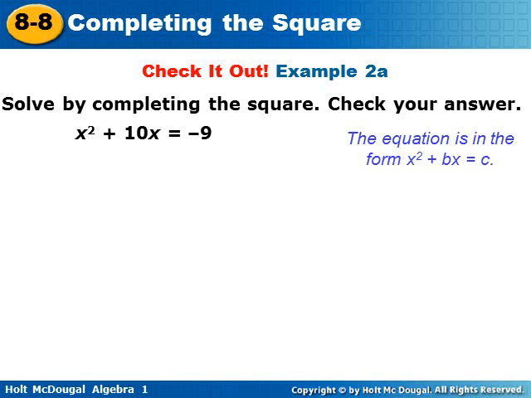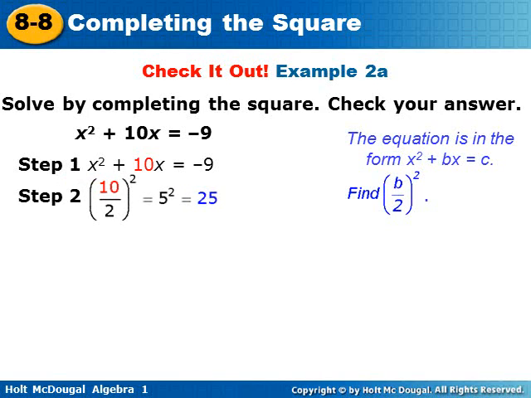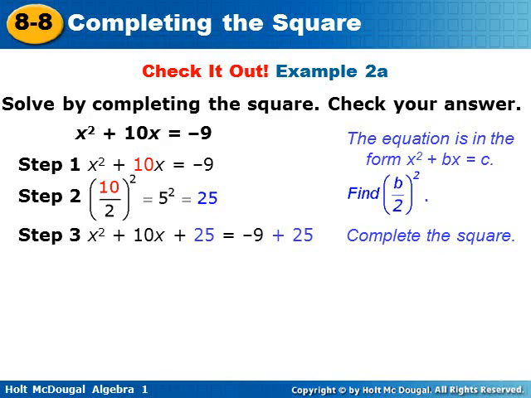So the equation is already in the form of x squared plus bx equals c. So we're going to take 1/2 of b and then square it. So we're going to divide b by 2 and then square it. So we get 10 divided by 2 is 5, squared is 25. And we're going to complete the square by adding 25 to both sides.